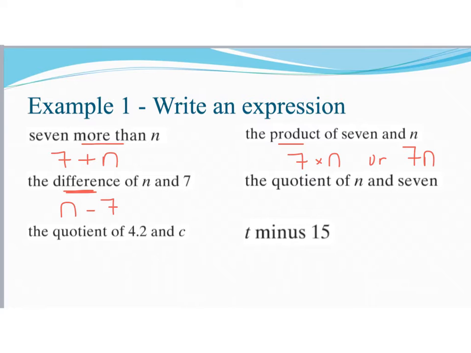The quotient of n and 7, again, when we're dealing with quotients, this is division, and the order of division does matter. So here I have n divided by 7, or you could write this as n divided by, I can't get that little dot. There we go. 7. Either way, I'm okay with. Next, it says the quotient, which means division, of 4.2 and c. So we could do 4.2 divided by c. And finally, we have t minus 15. So this indicates subtraction, and we can just write it like that.